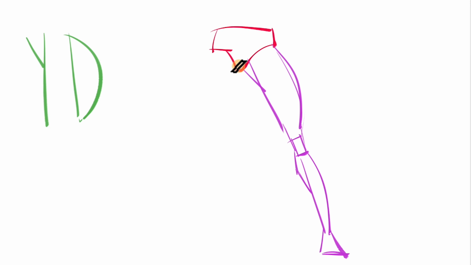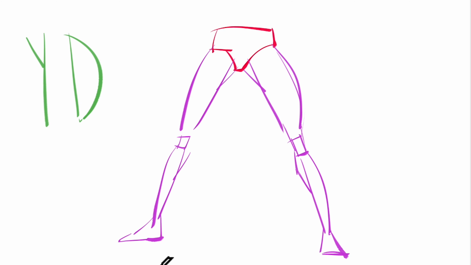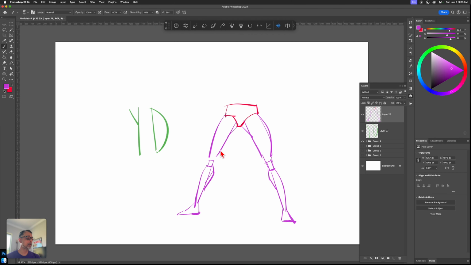We'll do this on the opposite side. Y, D, kneecap. And then we'll have another letter Y, D. And this time we'll just alter the positioning of the foot. So we've got our basic structure.